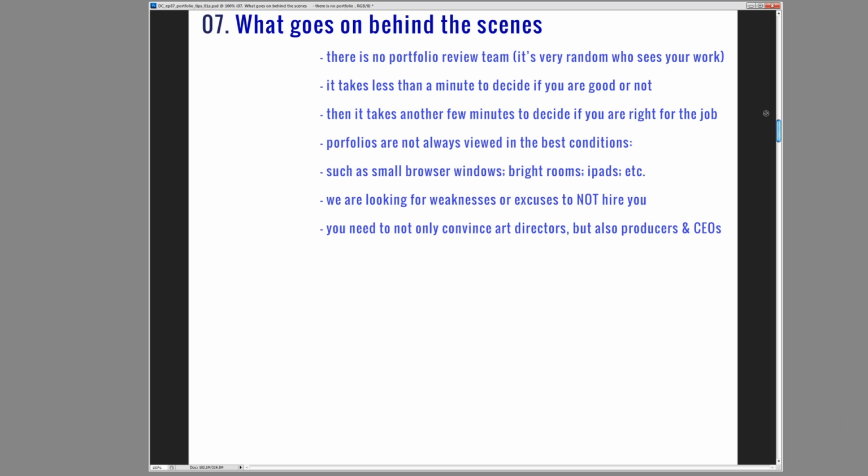Okay, next, we are looking for weaknesses or excuses to not hire you. So I'll read that again. We are looking for weaknesses and excuses to not hire you. That sounds kind of strange, but that's what happens behind the scenes. We're looking through your portfolio, trying to pick out things that give us doubts. It's like, this guy, nah, he's not good at this. Or, oh man, look, his perspective sucks. Or, oh, look, his composition is really bad. Why are we doing that?